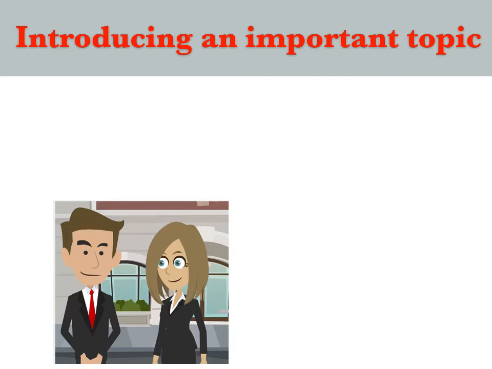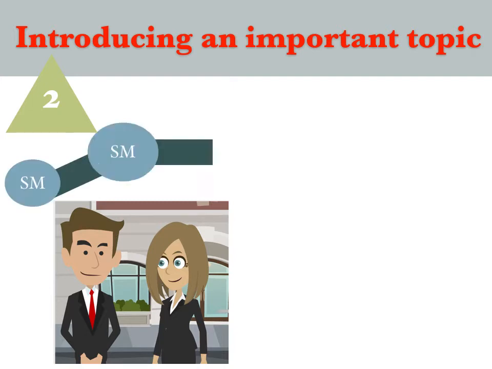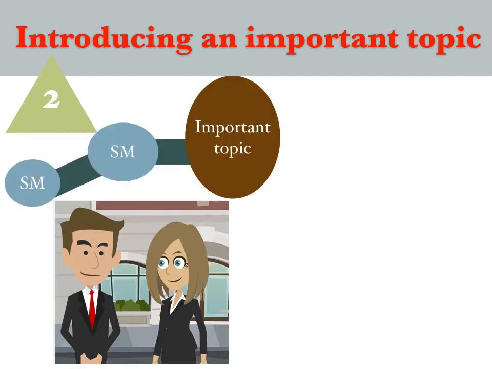The second stage is when you get to know your partner a little. You will have more things in common and it's important to carry out a series of small talks. Then, if appropriate, you can move from small talk to an important topic. There are many ways to move from small talk to an important topic. For example, by making a request.